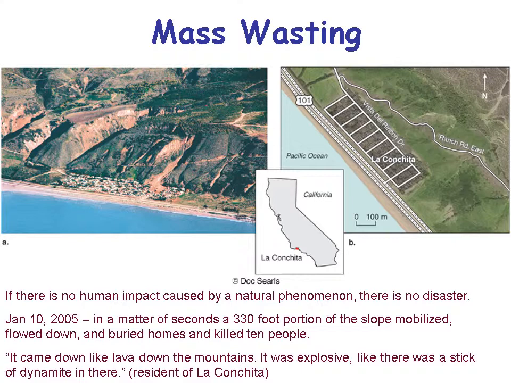Well, this was a disaster because in a matter of seconds, a 330-foot portion of the slope mobilized and flowed down and buried homes and killed 10 people. And a resident in La Conchita said, "It came down like lava from the mountains. It was explosive. It was like a stick of dynamite."